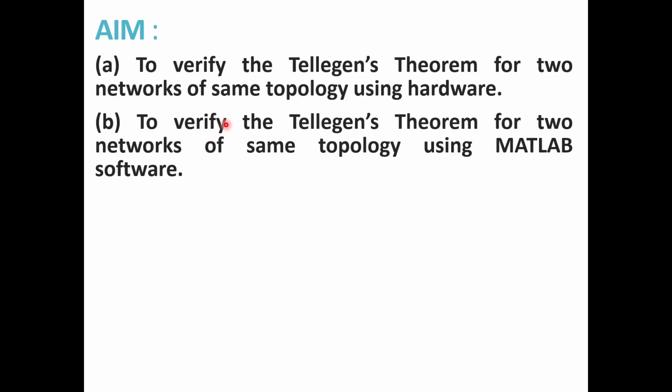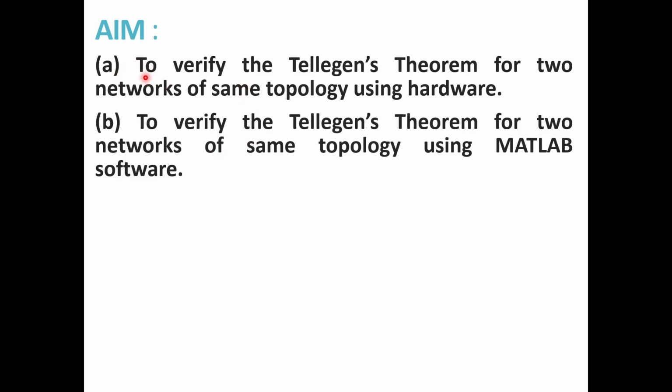I have written this manual for both hardware experiment as well as for software experiment using MATLAB software. If you are going to do the experiment using MATLAB software also, you can write two aims. If you are going to do the experiment in your laboratory using only hardware, you can write only part A. I have divided the aim into two parts, part A and part B. For hardware experiment, the aim is part A. For software experiment using MATLAB, the aim is part B. Since I have written this manual for both, I have written two aims here.